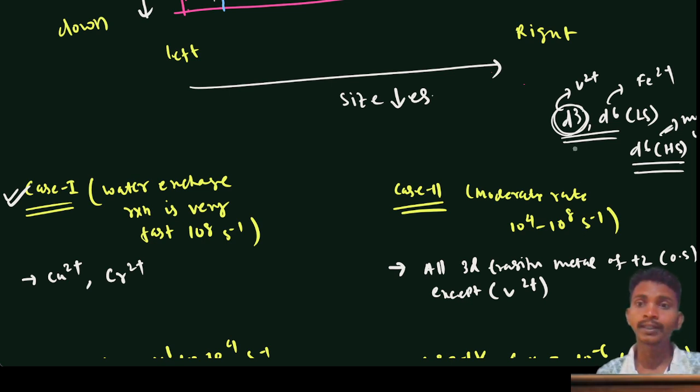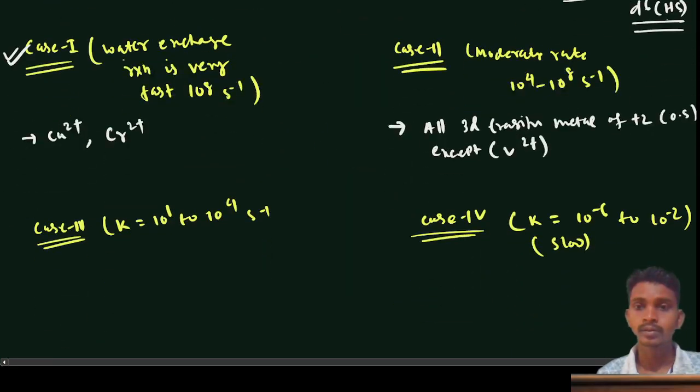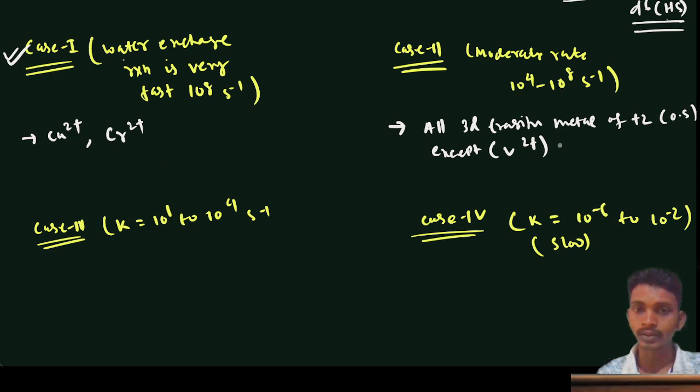And if it is low spin, for the low spins we see that the charge should be high, and the ligand should be different, but we are taking the ligand as water, so d6 always becomes high spin, and to get low spin, either the charge has to be high. So all 3d transition metals are +2 except V2+.